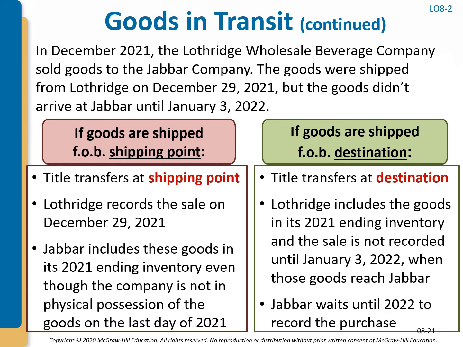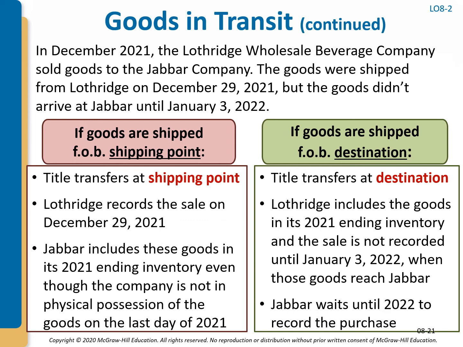So let's start with FOB shipping point. Title transfers at the shipping point. Lothridge records the sale on December 29, 2021, when they shipped the goods. Jabbar includes these goods in its 2021 ending inventory, even though the company has not physically received the goods as of the last day of 2021. That's what it's telling you: the products belong to Jabbar as soon as they are shipped.